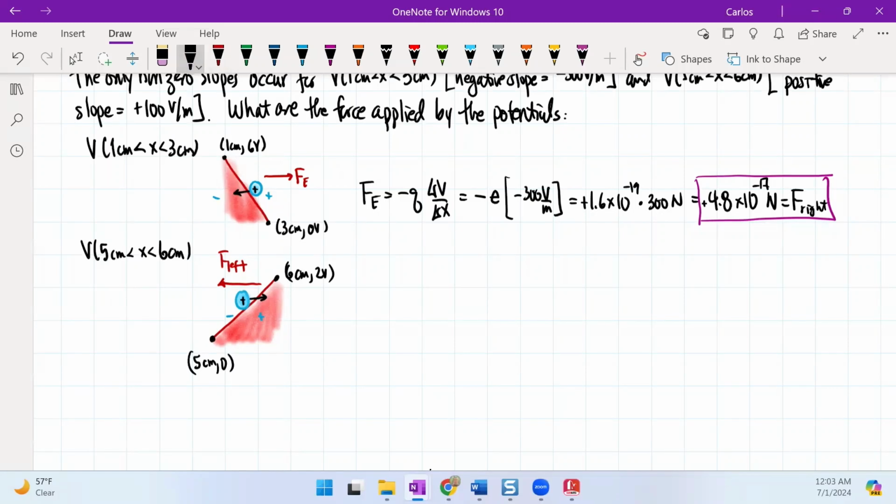Since we've already done the calculation, we'll just do this fairly quickly and just say that this force going to the left is again minus delta V over delta X. Here we have a positive 100 volts per meter. And then this finally gives us a value of minus 1.6 times 10 to the negative 17 newtons. And that's going to be the force to the left.